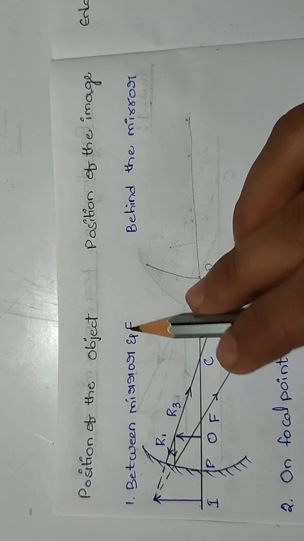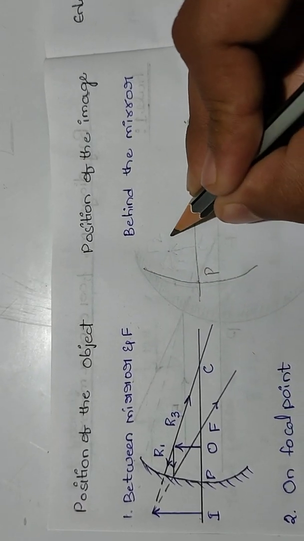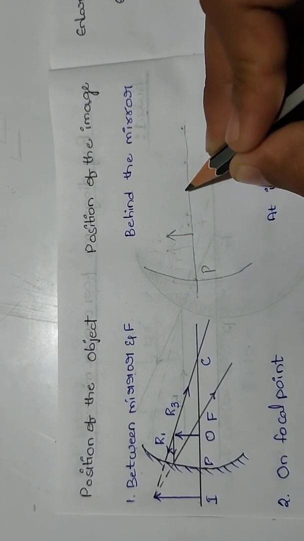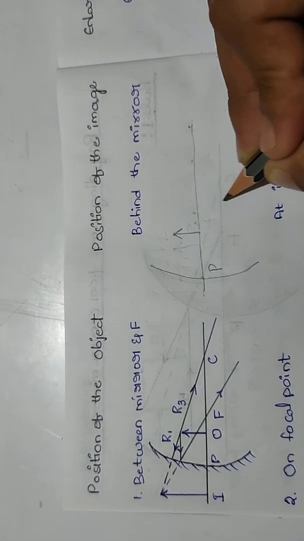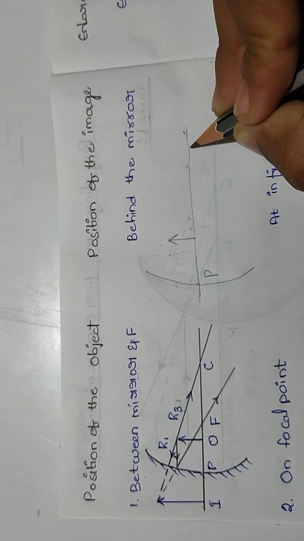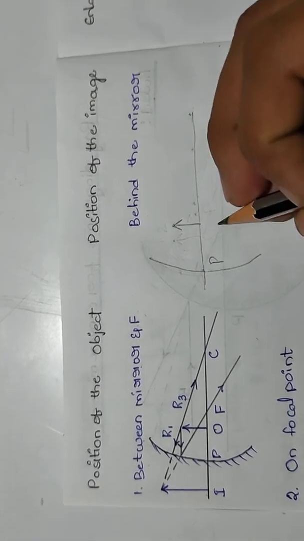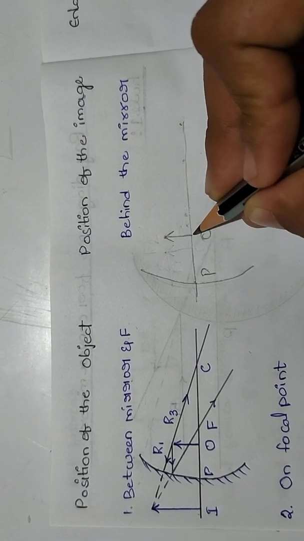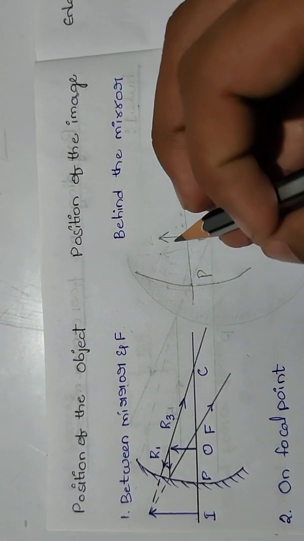Now the question says the object should be between the mirror and the F. So let us consider my object is over here, and the focal point would be somewhere over here and the center of curvature would be somewhere over here. I can name this object as O, or I can name this as AB. Either way you name it.